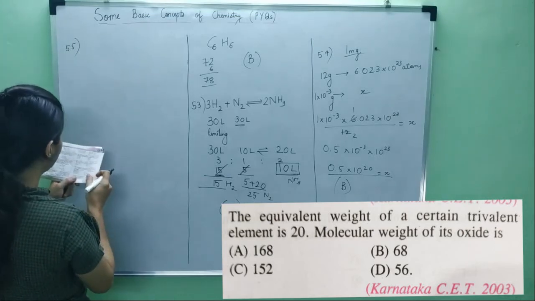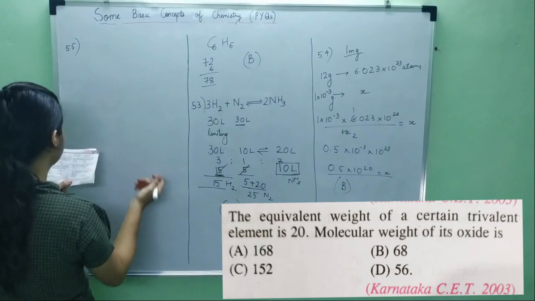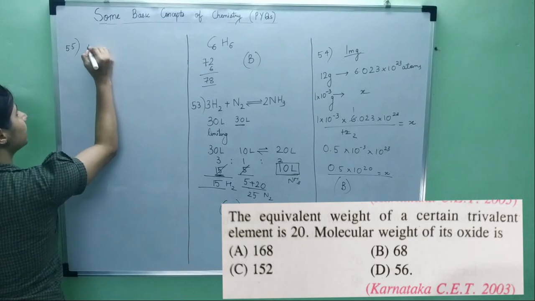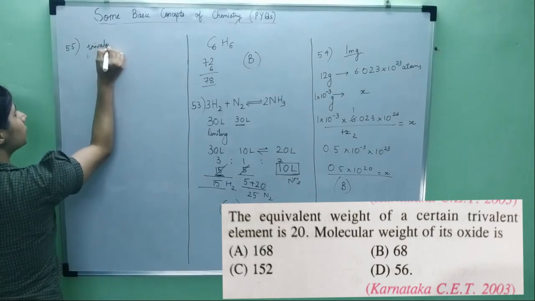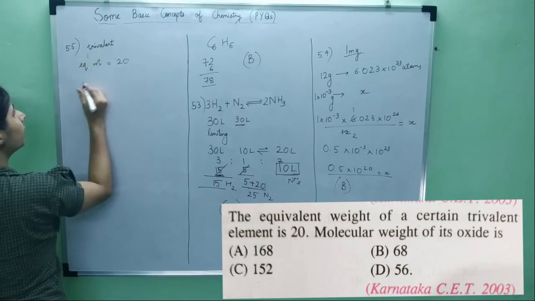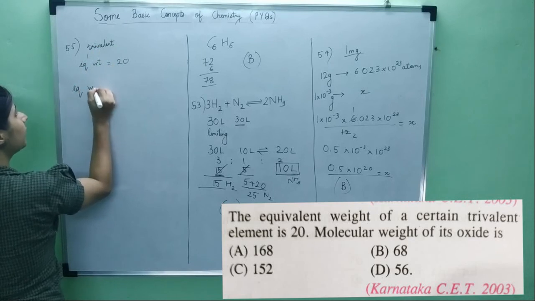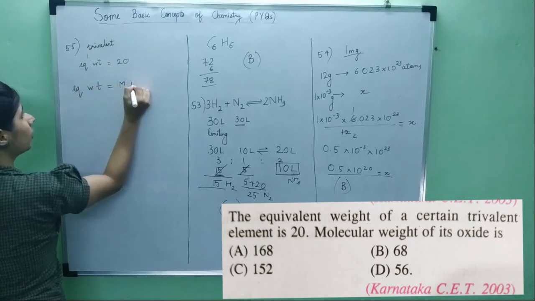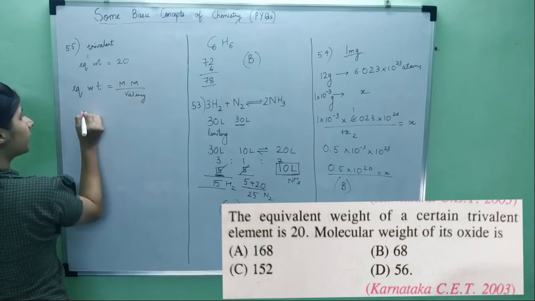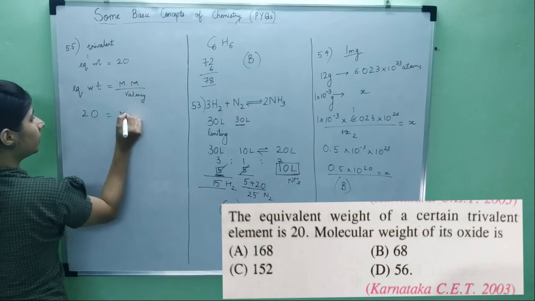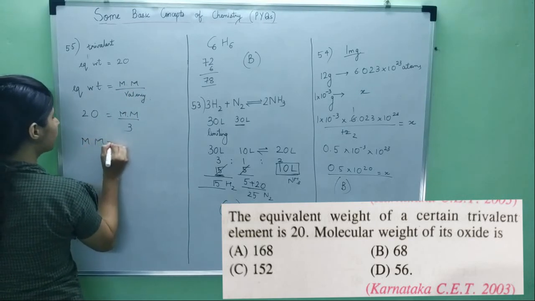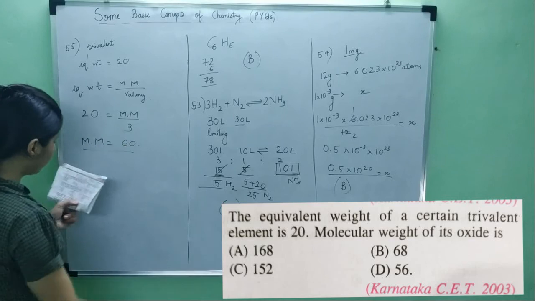The equivalent weight of a certain trivalent element is 20. So the element is what? Trivalent. So they have given the valency, it is trivalent. So for it, equivalent weight is given as 20. Now we know the formula for equivalent weight. Equivalent weight is molecular weight or molecular mass upon the valency. Now the valency is given as 3. Equivalent weight is also given as 20. So molecular mass is not given and valency is 3. So what would be molecular mass? Molecular mass would be 20 into 3, which is 60. We know the molecular mass.